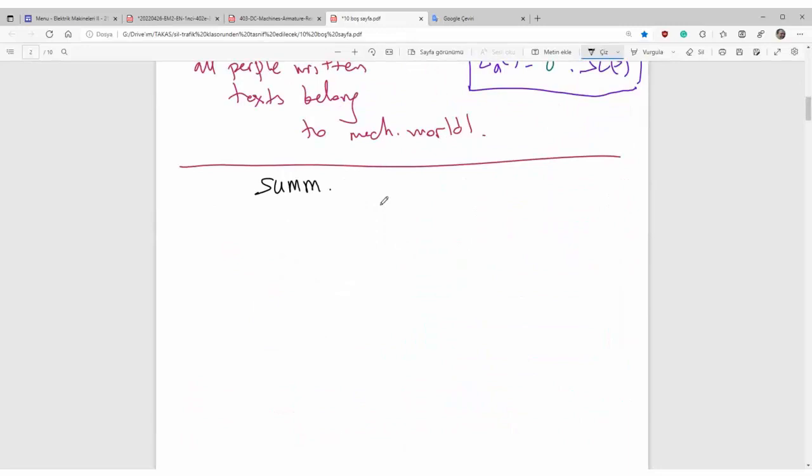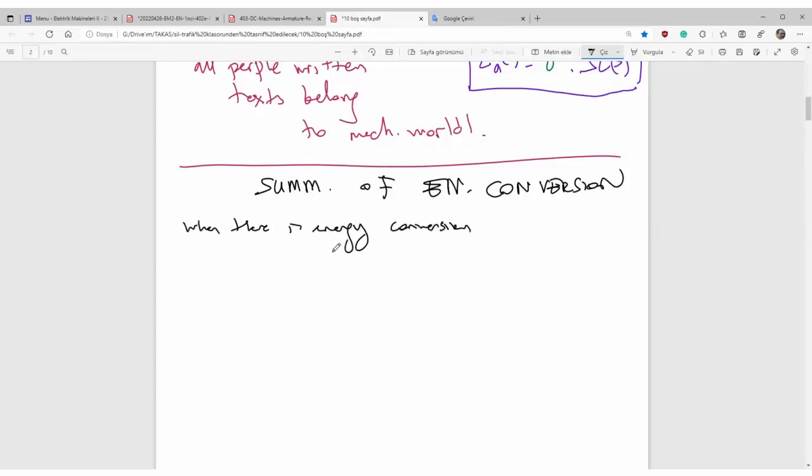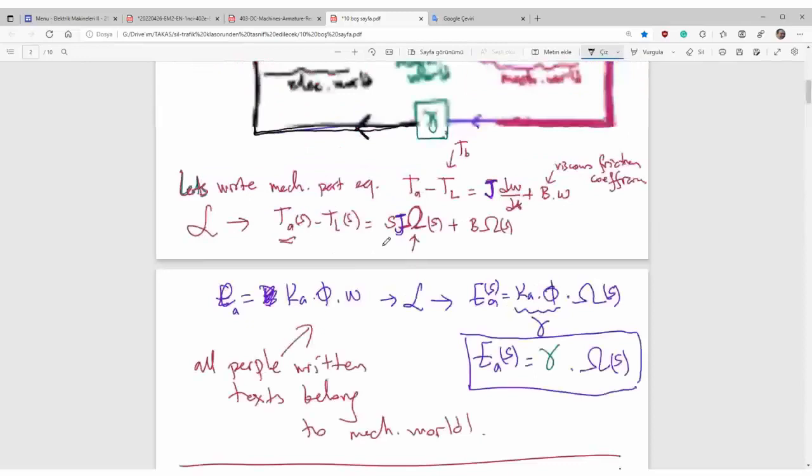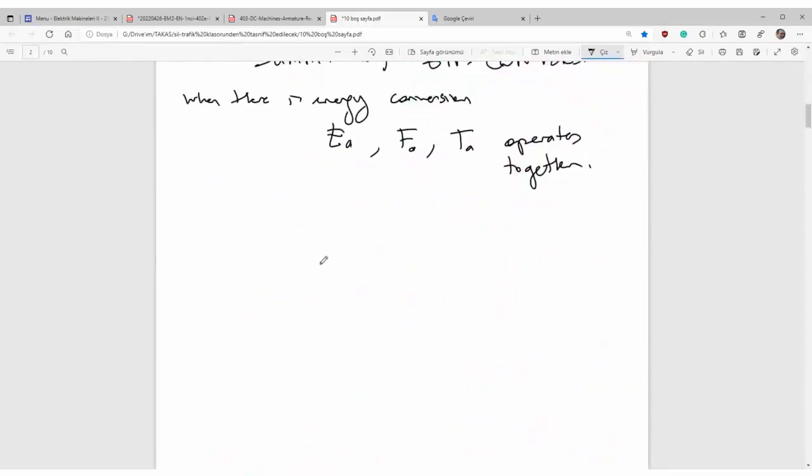Summary of energy conversion. When there is energy conversion, EMF, force, and torque operate together. Okay, let me show you what I mean. Assume that here is a generator, a dynamo. Assume a permanent magnet DC dynamo.